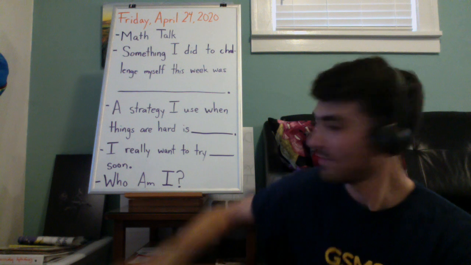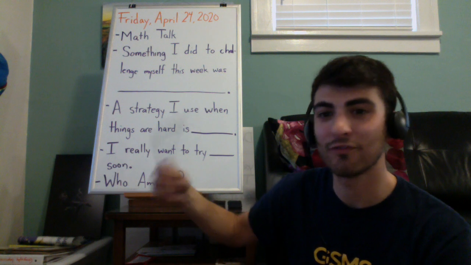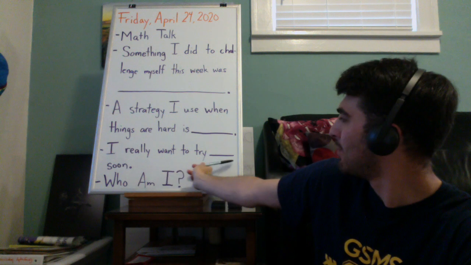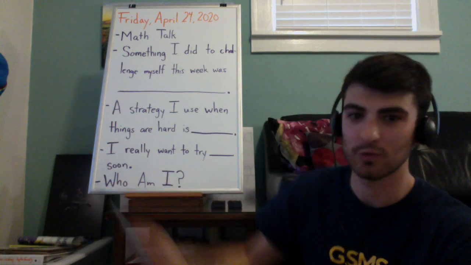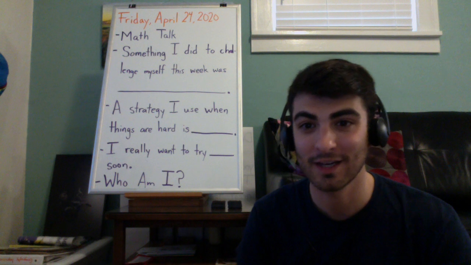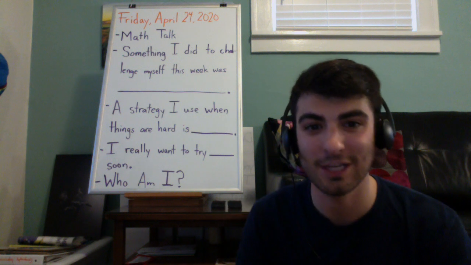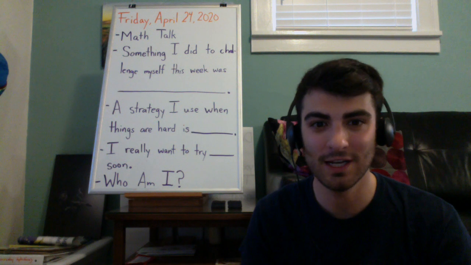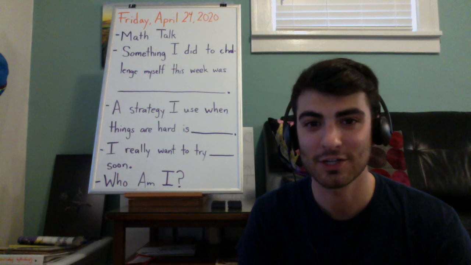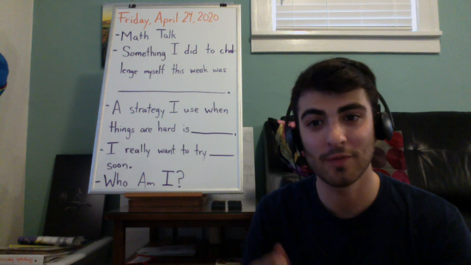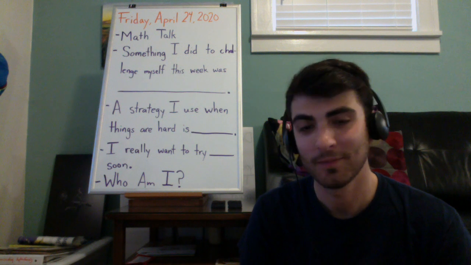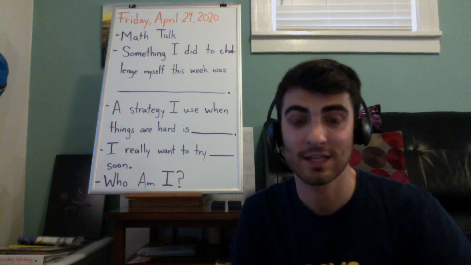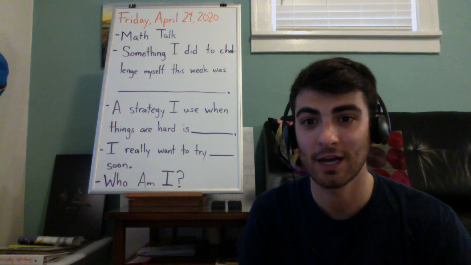And finally, the third reflection, thinking about the week: I really want to try blank soon. What is something connected to our distance learning that you really want to try soon? So go ahead and think about those three guided reflections, and record them in your notebook. And again, if you feel like sharing them with me, please do, because I'd love to see what you're thinking about and how your week is going.